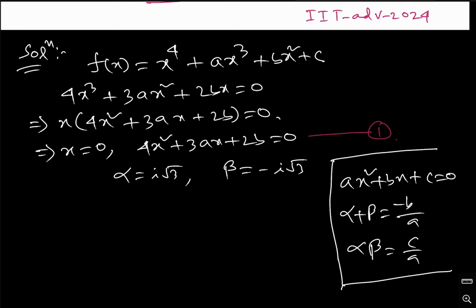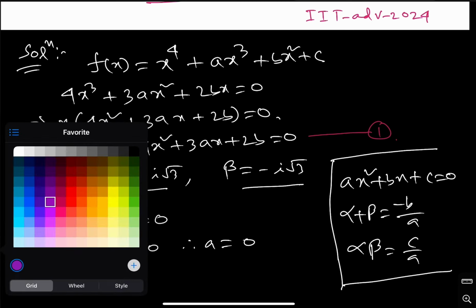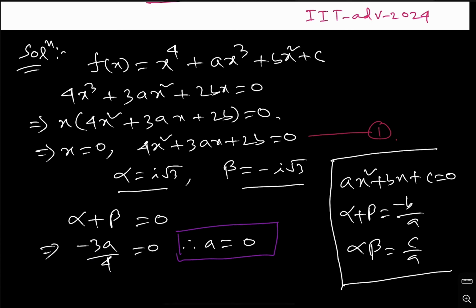Now, as we can see that the roots are in conjugate pair, α + β will be 0. And what is α + β? From this theory, we can say that α + β will be -3a/4. So a is equal to 0. So this is the information for the coefficient a. Now we will find the value of b and c also.